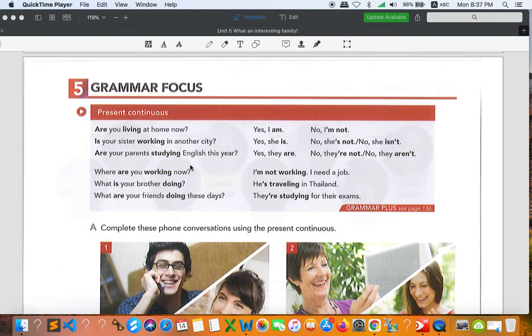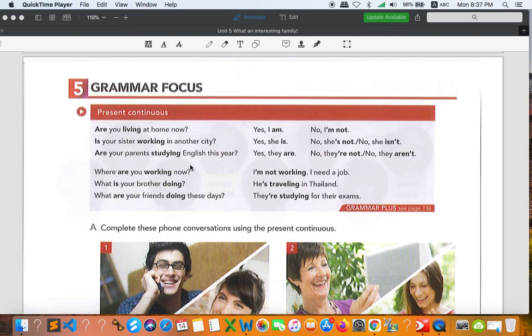Today I am going to talk more about present continuous, which is in activity number 5. Yesterday I explained a little bit about present continuous and what it is. We can say it's a tense that describes the activity that is happening now. Anything that is happening around now is present continuous.